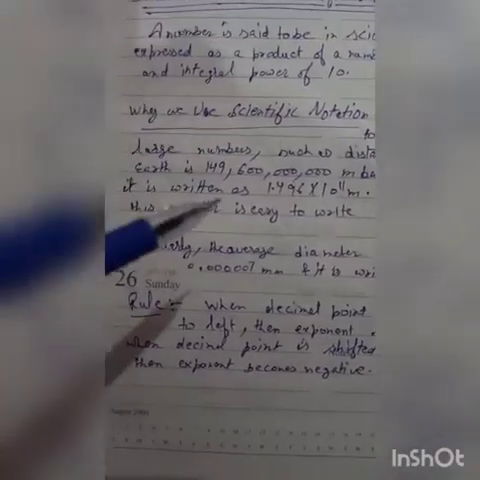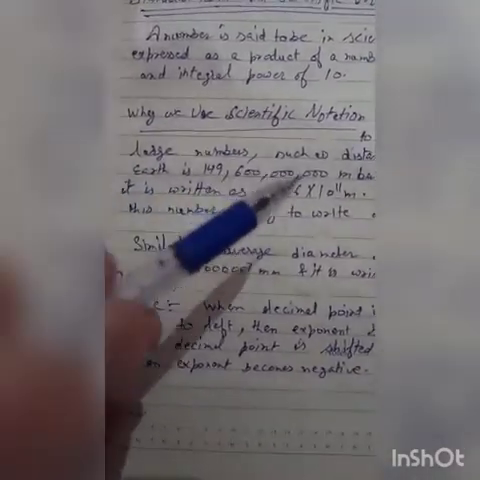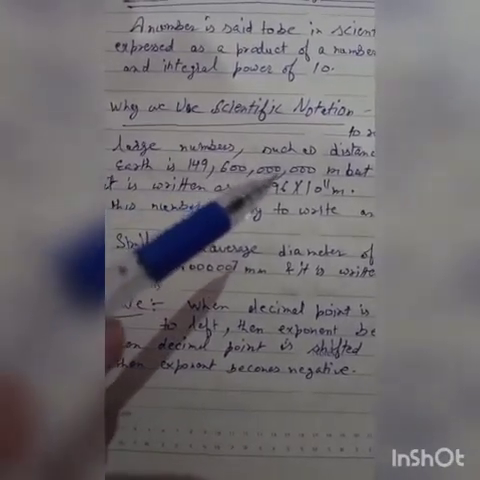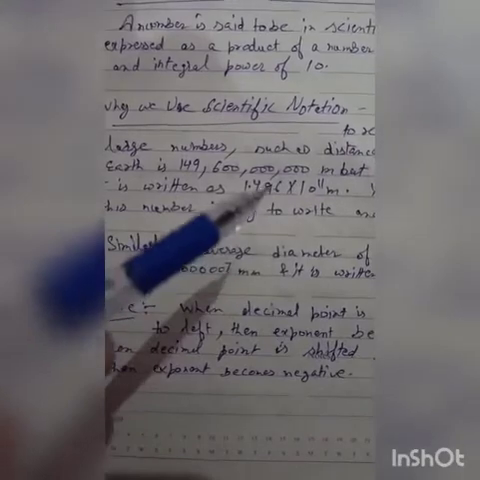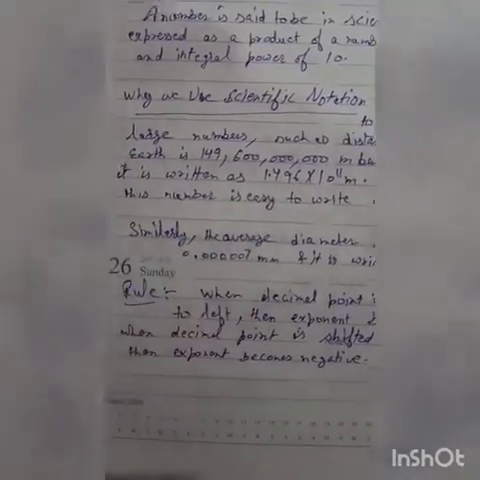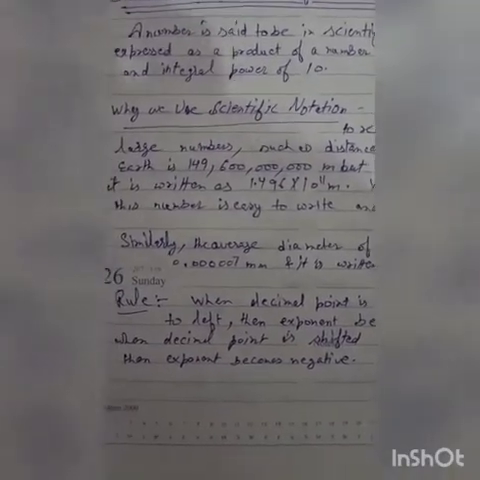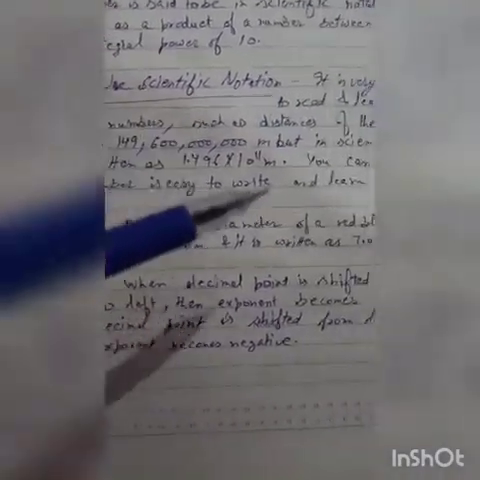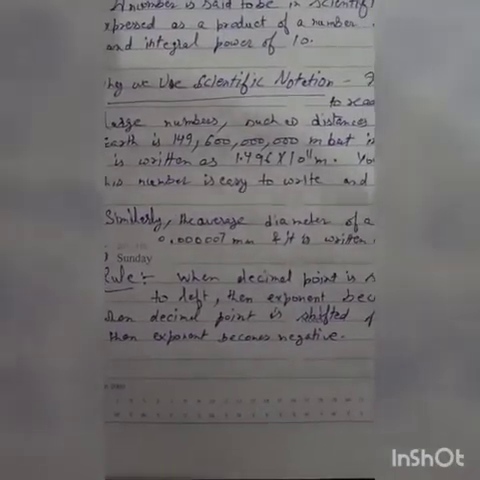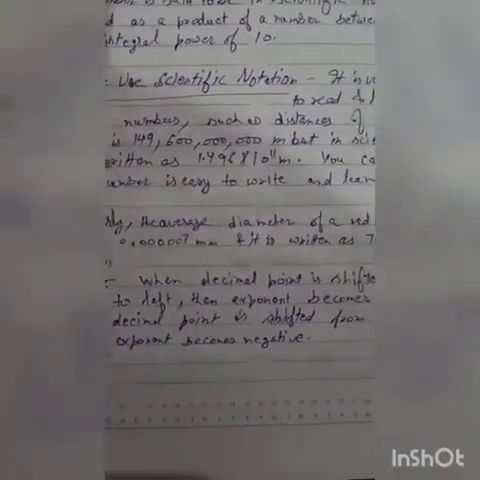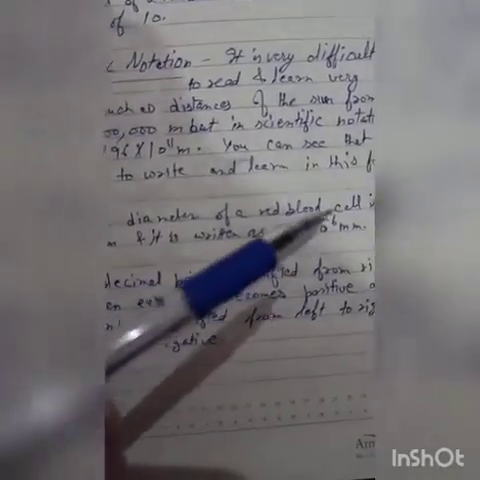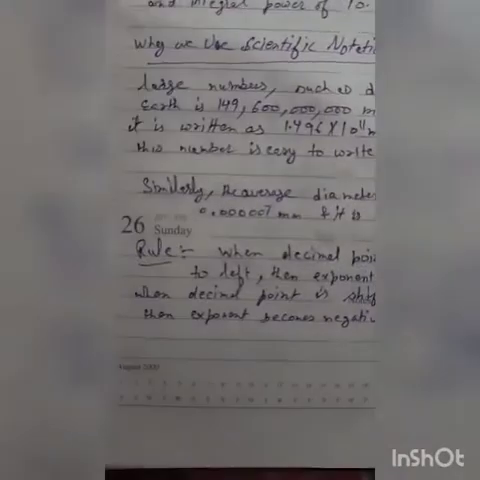Again you can see this number. It is very difficult to read and write, but you can read, write and learn it in an easy way. So we use scientific notation. Similarly, the average diameter of a red blood cell is 0.00007 millimeter, and it is written as 7.0 multiplied by 10 raised to the power minus 6 millimeter.